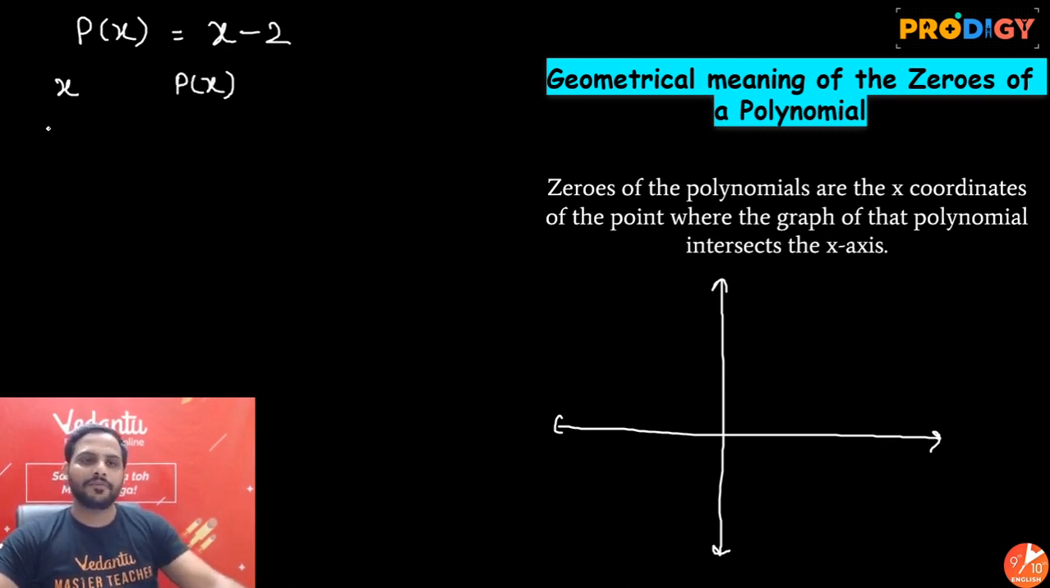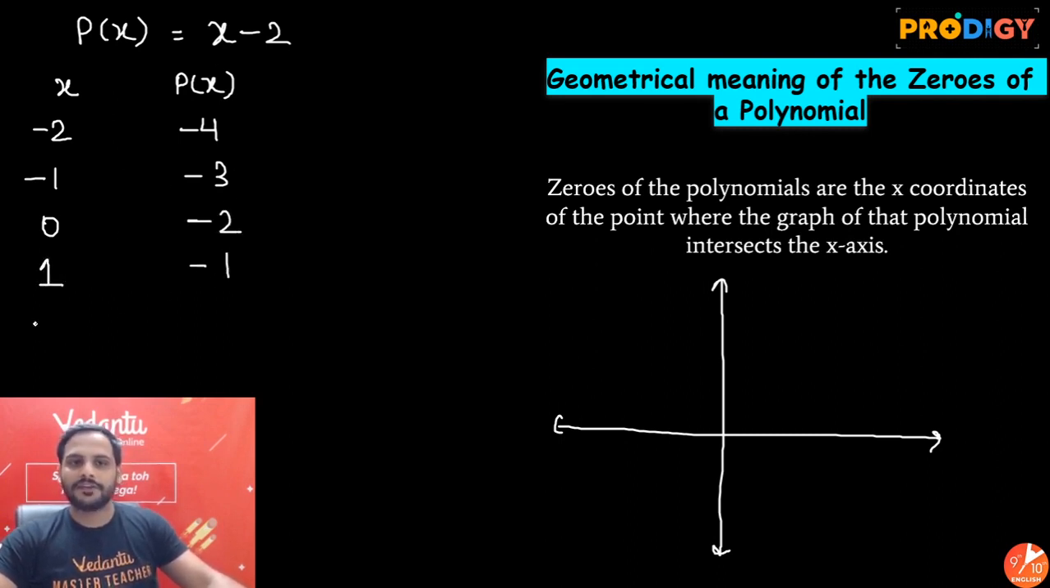If I put x equal to minus 2, beta, the value of the polynomial at x equal to minus 2 will be minus 2 minus 2, which is minus 4. If I put x equal to minus 1, the value of the polynomial will be minus 3. If I put x equal to 0, 0 minus 2 is minus 2. If I put x equal to 1, 1 minus 2 is minus 1. If I put x equal to 2, the value of the polynomial will be 0. X equal to 3, the value of the polynomial will be 1, and so on. So these are some of the points which I have got for this graph.